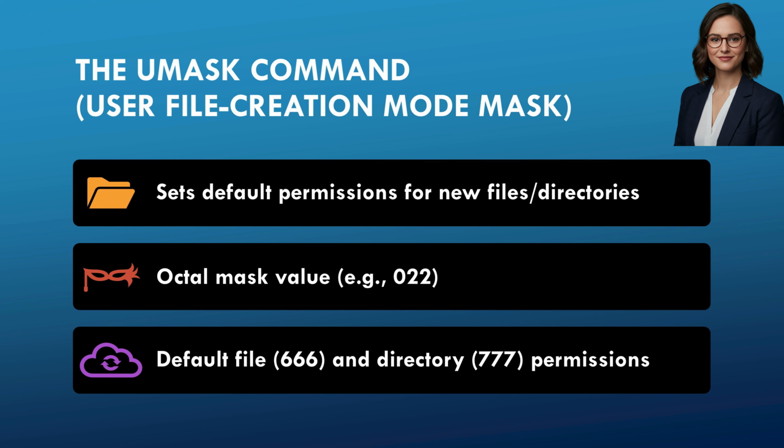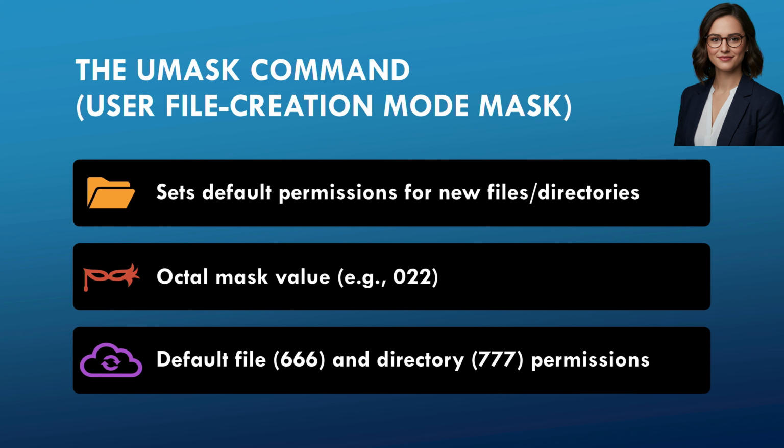Now, let's talk about umask, which stands for user file creation mode mask. Instead of directly setting permissions, umask determines the default permissions for newly created files and directories. It works by specifying the permissions that should be removed from the default settings. The default permissions are usually 666 for files, read and write for owner, group, and others, and 777 for directories, read, write, and execute for all.